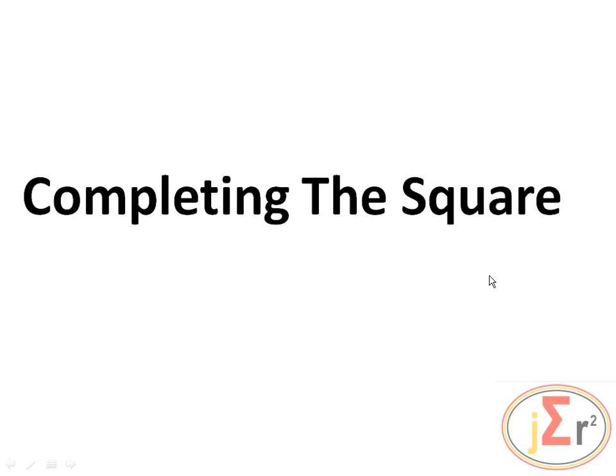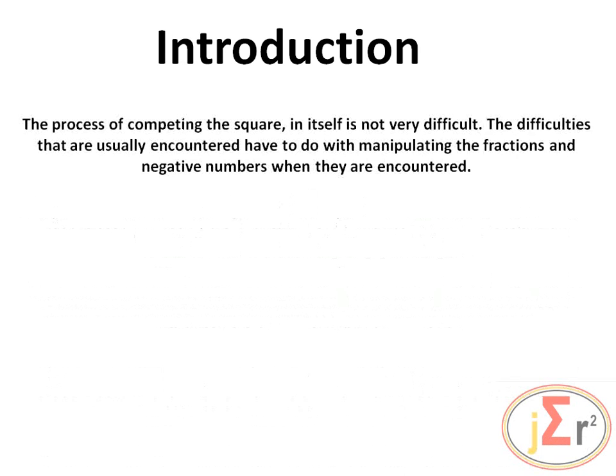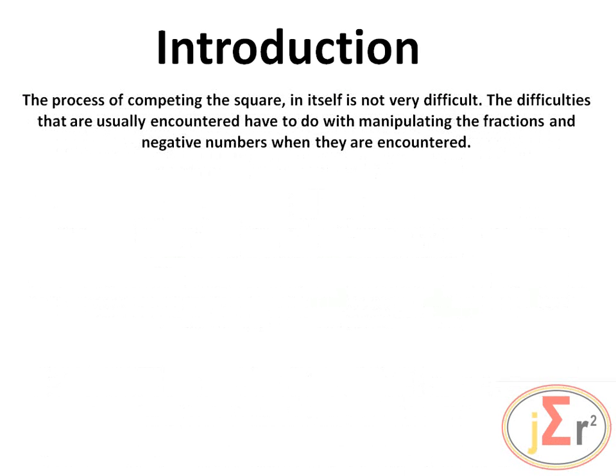Welcome to topic number 25 in Richard James Mathematics Resources, completing the square. The process of completing the square in itself is not very difficult. The difficulties that are usually encountered have to do with manipulating the fractions and negative numbers when they are encountered.